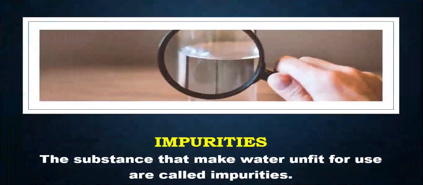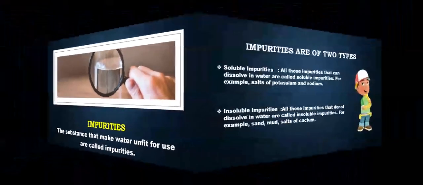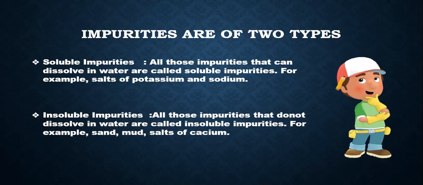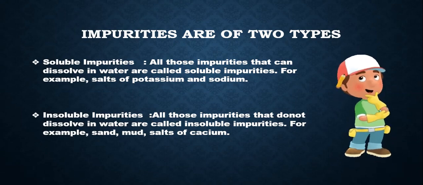I repeat, the substances that make the water unfit for use are called impurities, and impurities are of two types: soluble impurities and insoluble impurities. Let us first discuss soluble impurities. All the impurities that can dissolve in water are called soluble impurities, for example, salts of potassium and sodium, while the impurities that do not dissolve in water are called insoluble impurities, for example, sand, mud, salts of calcium.